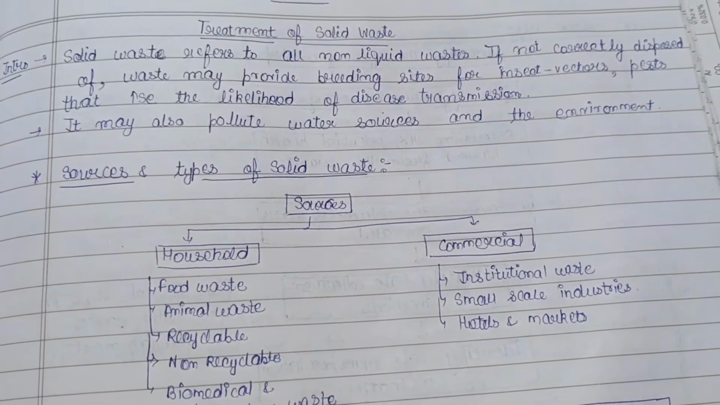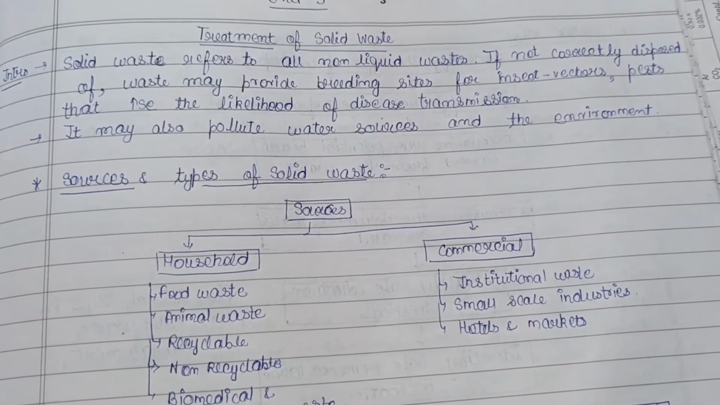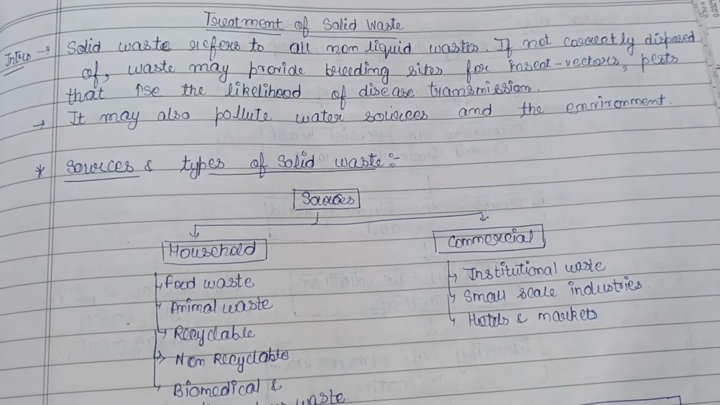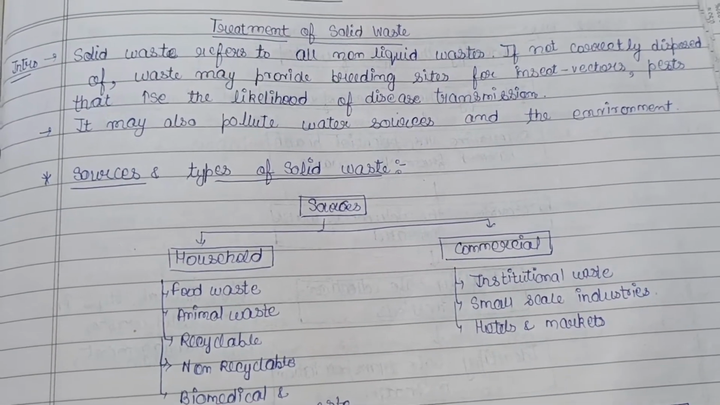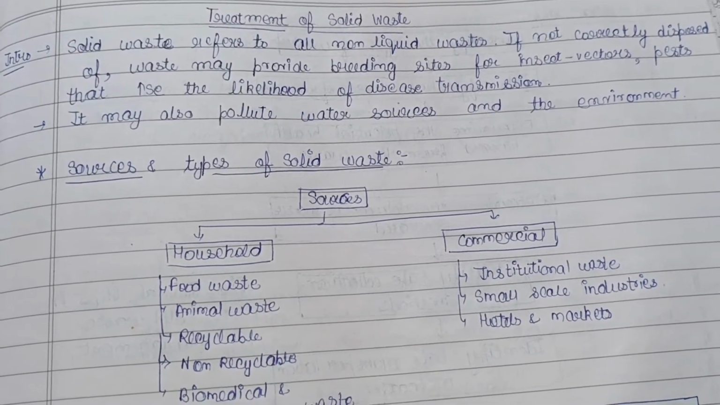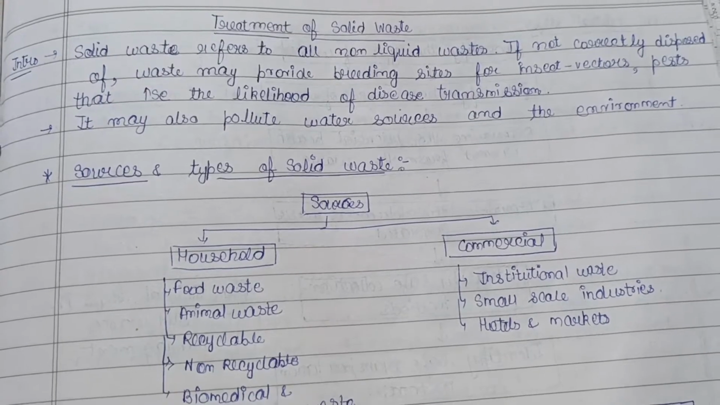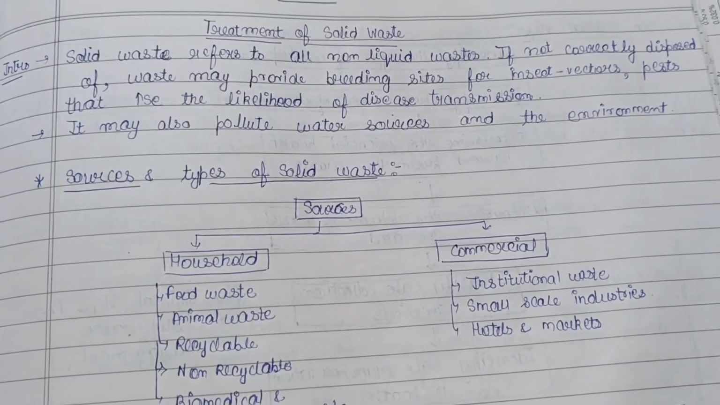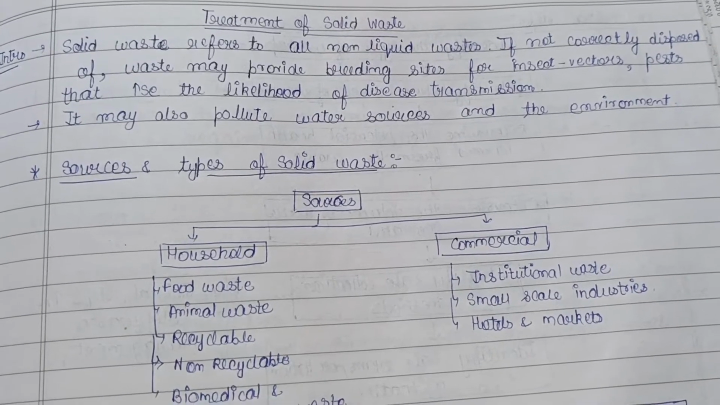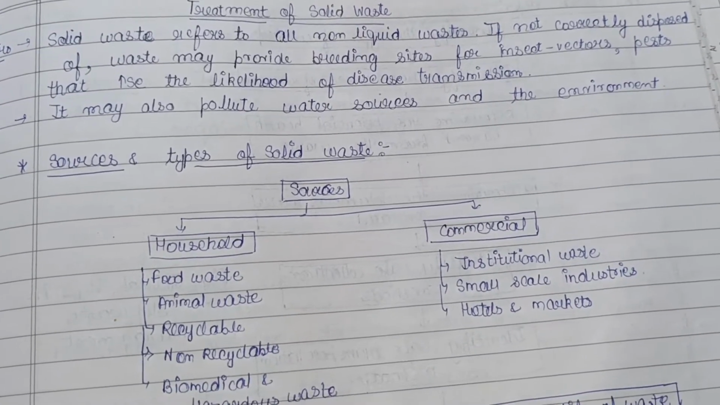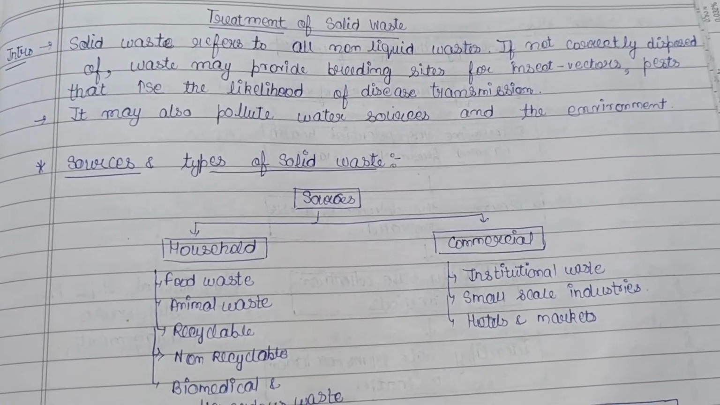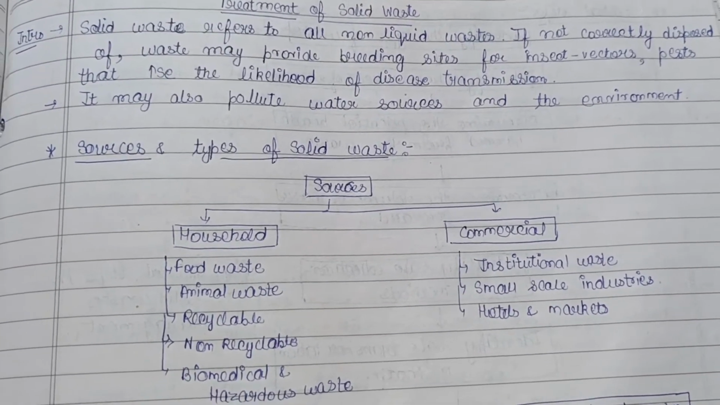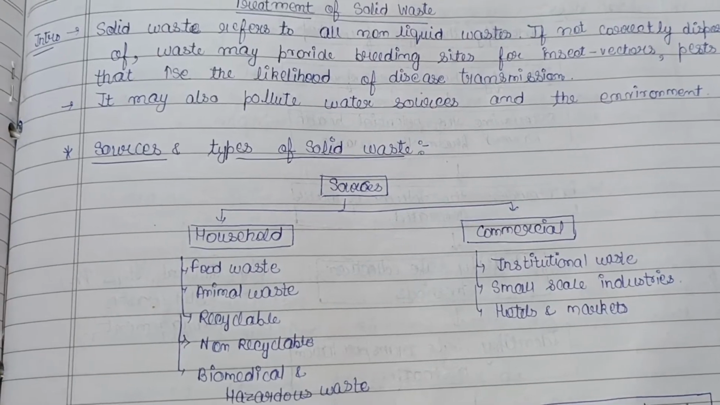So today's topic is treatment of solid waste, that is, how solid waste should be treated. First of all, introduction. Solid waste refers to all non-liquid waste. If not correctly disposed of, waste may provide breeding sites for insects, vectors, and pests that increase the likelihood of disease transmission, that is, there are more chances of the spreading of disease. It may also pollute the water sources and the environment.